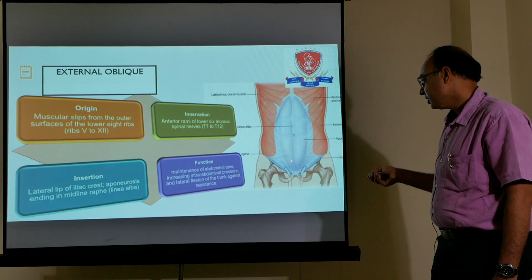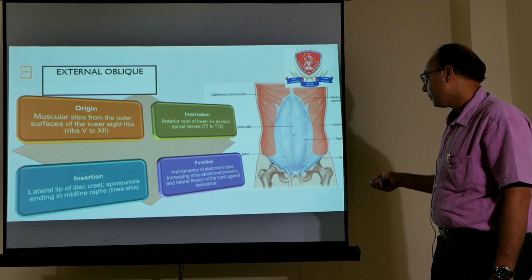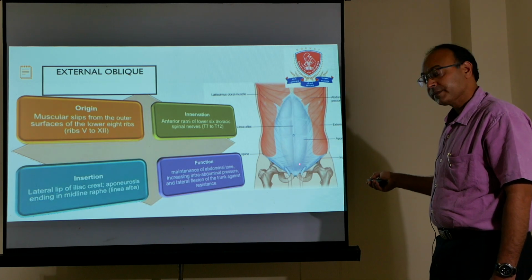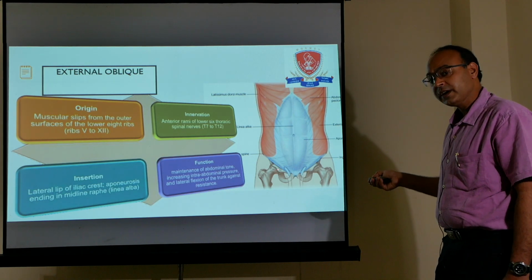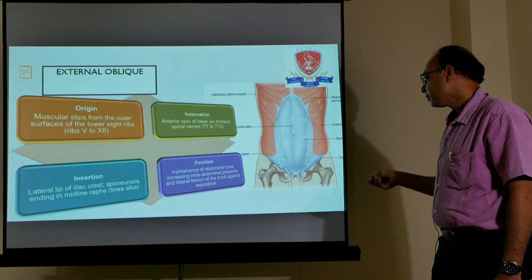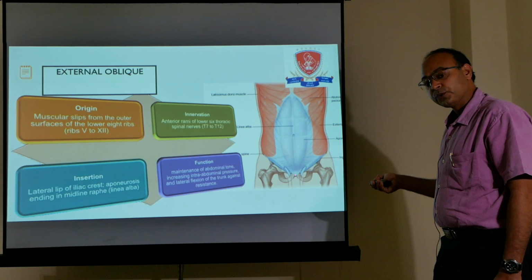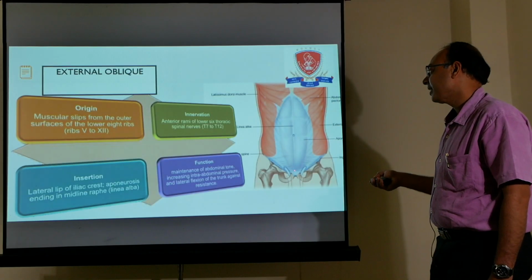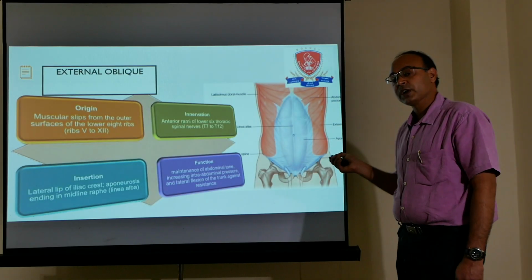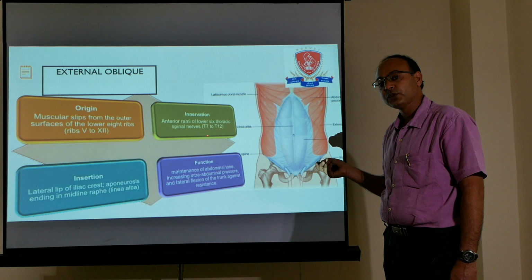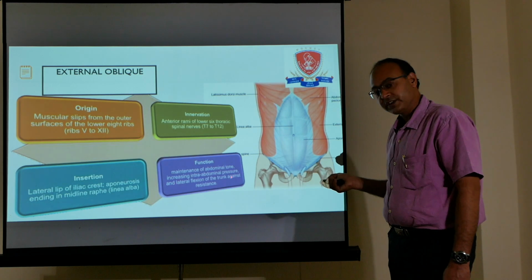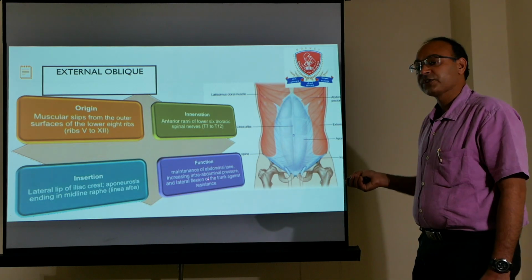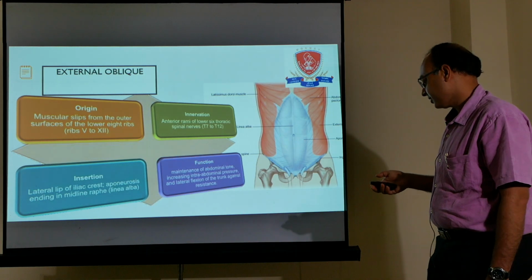It forms an aponeurosis, and this aponeurosis ends in the midline as the linea alba. The inferior most part of this aponeurosis is turned inward, and this forms the inguinal ligament. It is attached medially to the pubic tubercle and the pubic symphysis. This muscle is innervated by the lower 6 thoracic spinal nerves, T7 to T12. The function of this muscle is to maintain abdominal tone, to increase intra-abdominal pressure, and lateral flexion of the trunk against resistance.